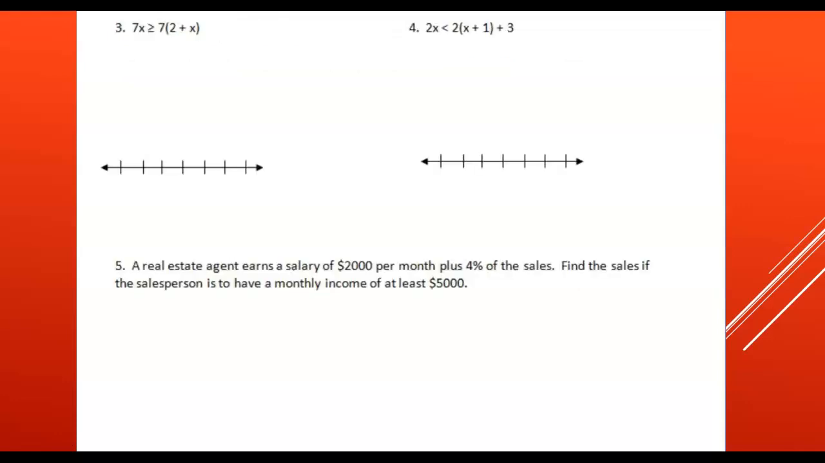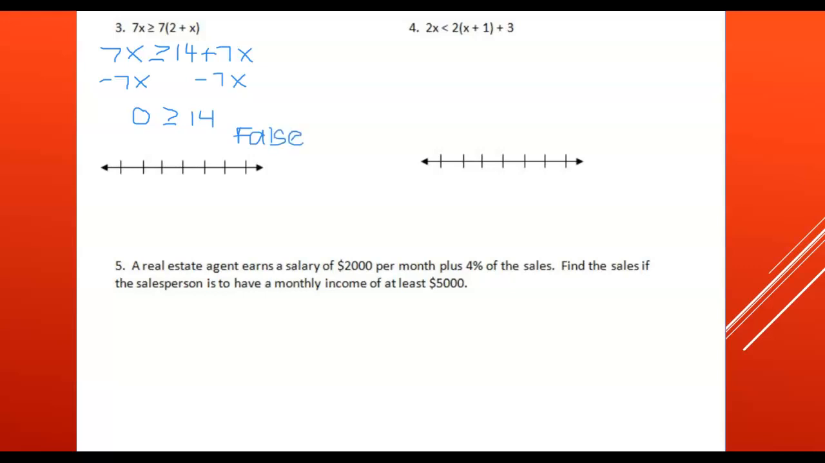Okay? In number 3, I have 7x is greater than or equal to 7 times 2 plus x. So we're going to distribute. And we get 0 is greater than or equal to 14. Is 0 bigger than 14? No. This is a false statement.